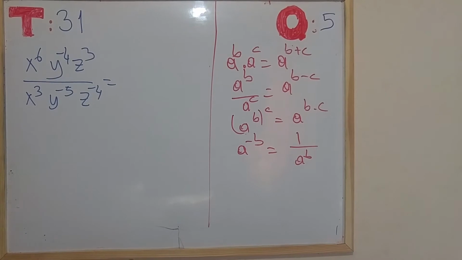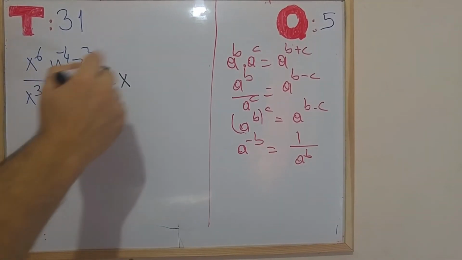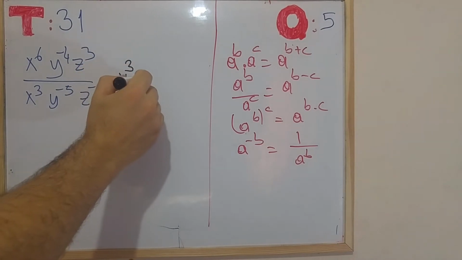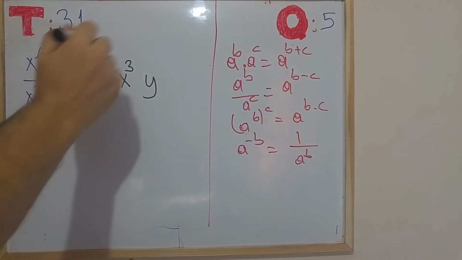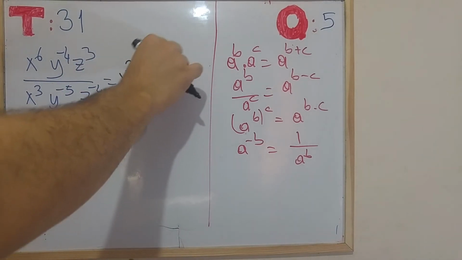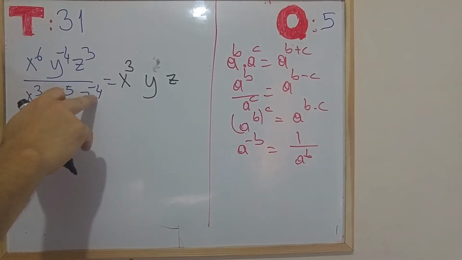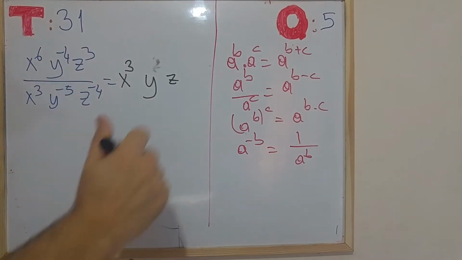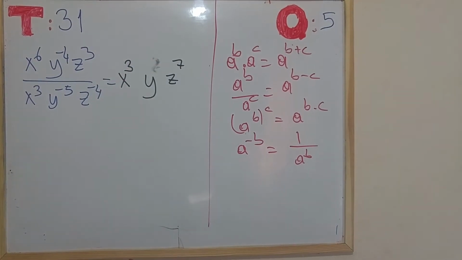Let's find the power of x here. X to the 6 minus 3, so it's 3, times y to the minus 4 minus minus 5. So it's going to be plus 1. So I don't need to write that. And z to the 3 minus minus 4, which means 3 plus 4, which is equal to 7. This is the answer.